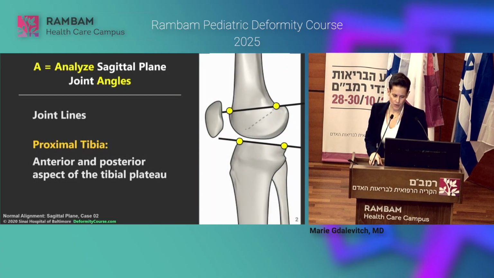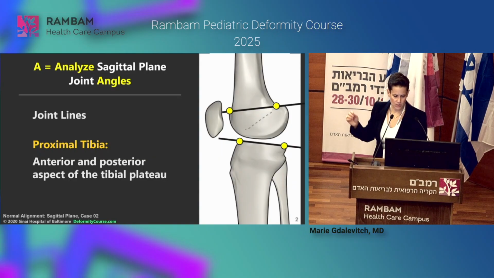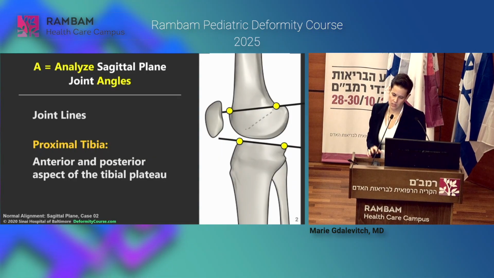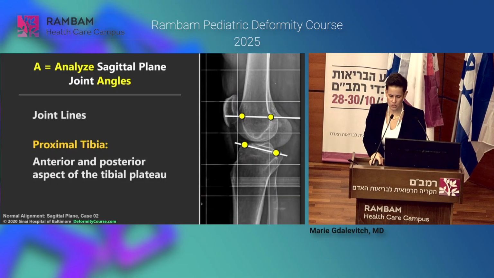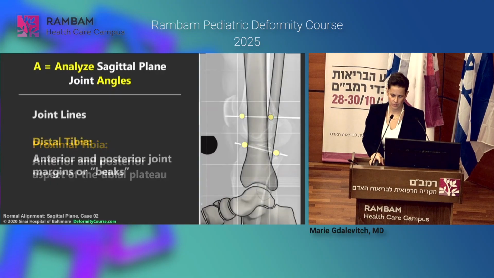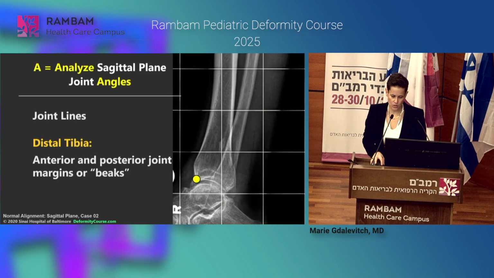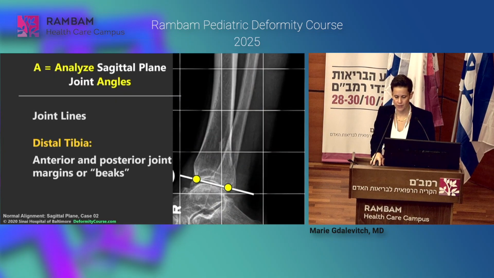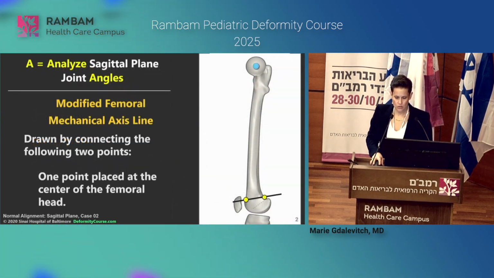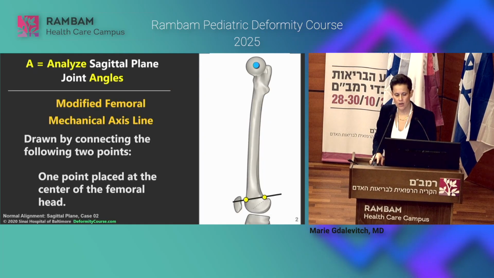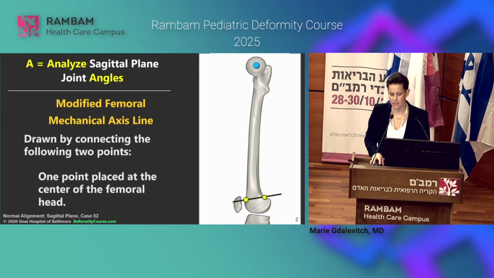That's why it's nice to have a very good lateral. And for the tibia, it's going to be the anterior-posterior aspect of the tibial plateau. So that's what it looks like on an x-ray. And distal tibia, it's going to be the beaks, the posterior and anterior beaks, where you draw the line. So those are the joint lines. Now, how do we draw the modified femoral mechanical axis line of the femur? How do we just separate it for the femur?